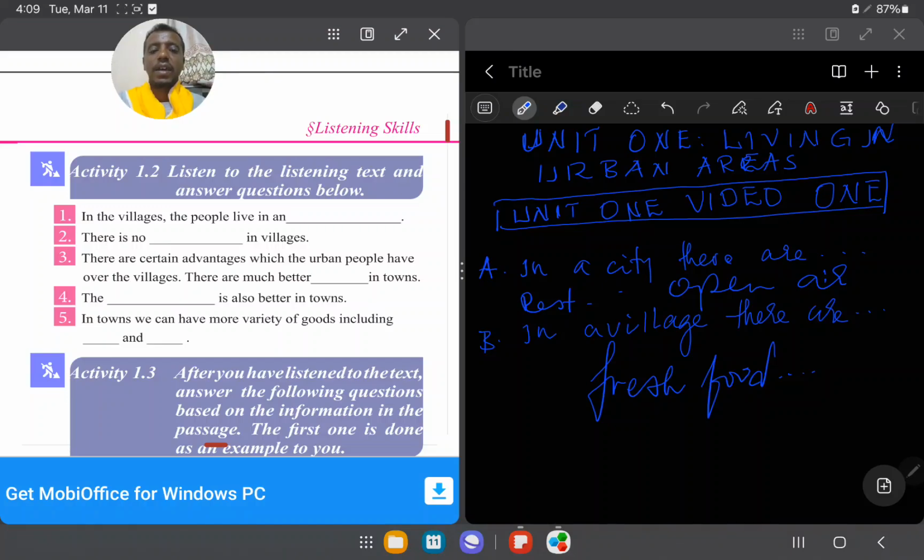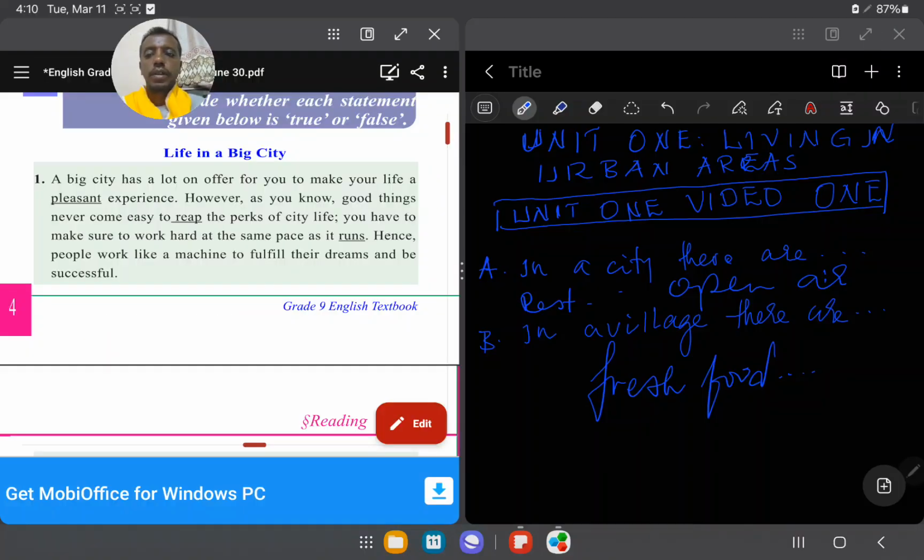I hope you got something to compare rural life and city life. I hope you got good ideas to compare the two. Next, there is reading. Here is life in a big city. Here again we'll see life in a city. The topic or the title of the first unit is living in urban areas. Life in a big city. We can read what the objective is before that. What is the objective of this reading text?